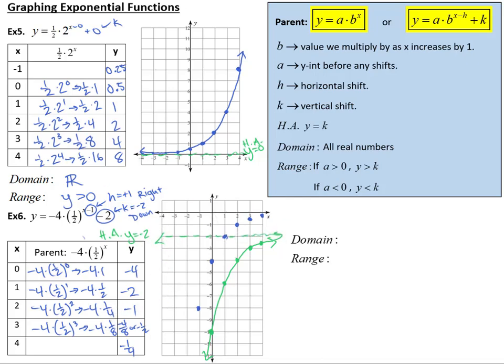So when we go to write our domain, okay, it is still all real numbers, but our range, our y values are staying under -2. So y has to be less than -2. Remember, it'll also never equal it. But that is our final graph in green. So we just graphed the one without the shifts, found our nice points using that y-intercept and what we multiply by to go to the right, and then just do our shifts in the end.